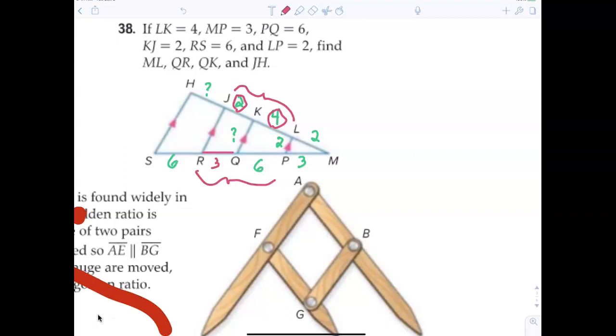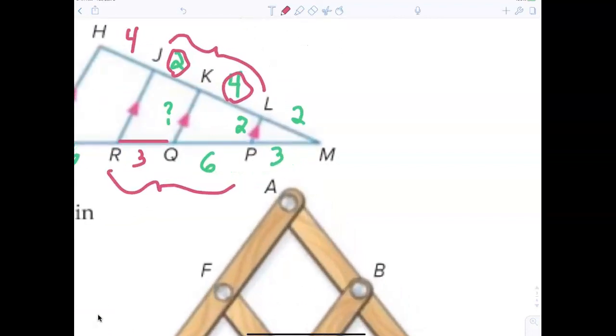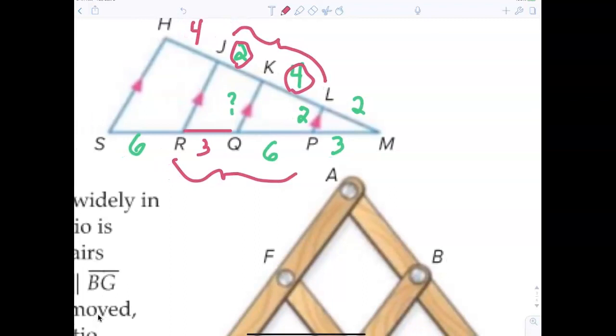All right, so we can say now quickly HJ is how much? 4. I'm happy with that, guys. Now, KQ could be considered a little tricky. Somebody tell me how to figure out what KQ is. What proportion am I going to use? Come on, someone be brave. Tell me. 2 over... Okay, that's good. That's not accurate. I see what you're doing.